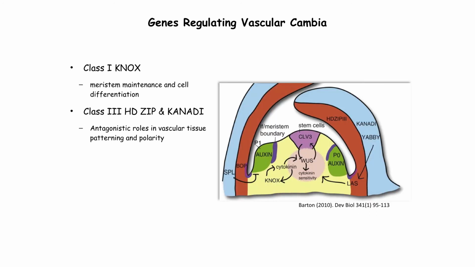Now, another thing that I didn't really mention yet, but is very important. So we have now examples of class 1 KNOX, class 3 HD-ZIPs, KANADIs, as well as other genes that I didn't have time to tell you about that are expressed both within the monocot cambium as well as in vascular cambia. But all of these genes are also expressed within the primary meristem of the shoot meristem.